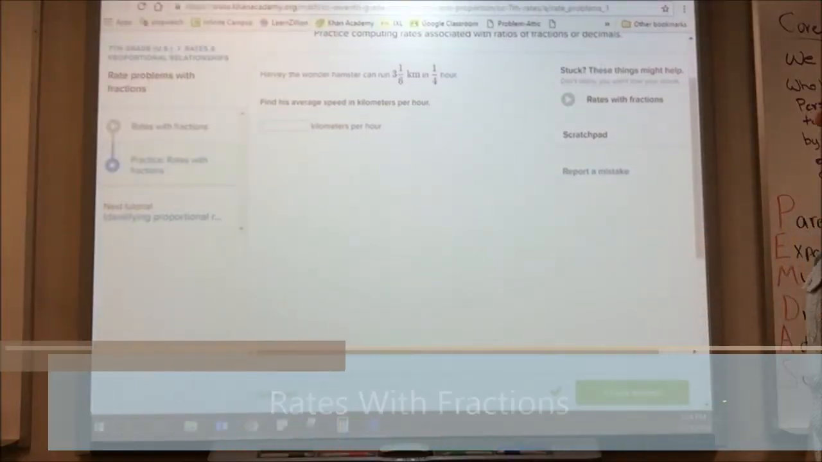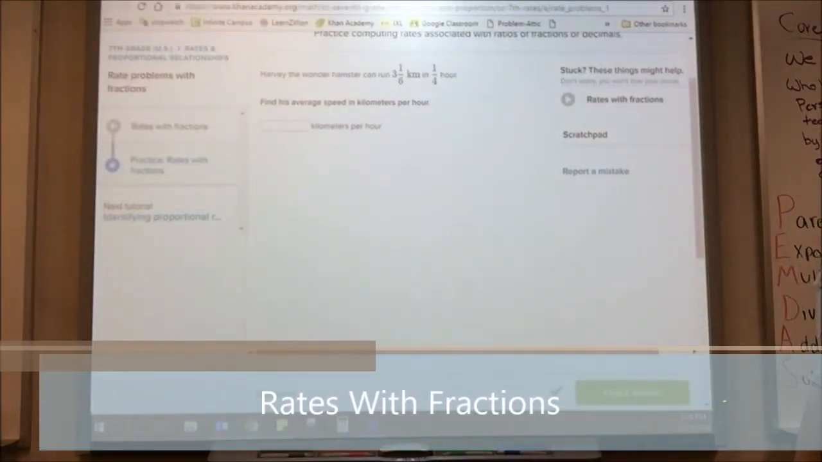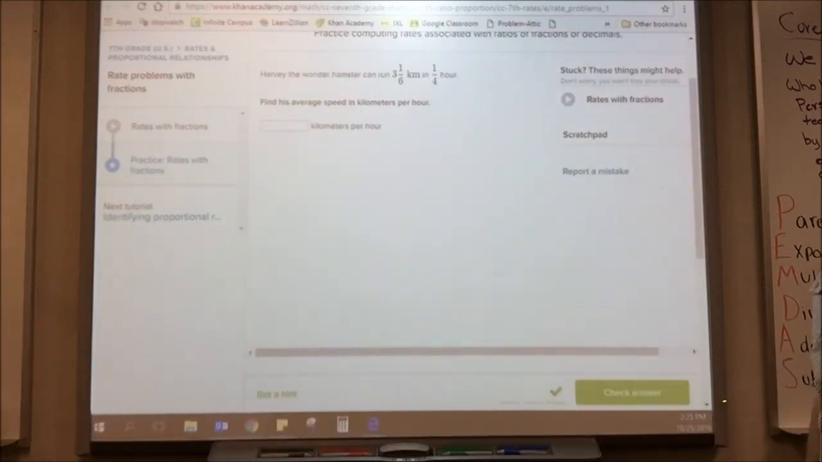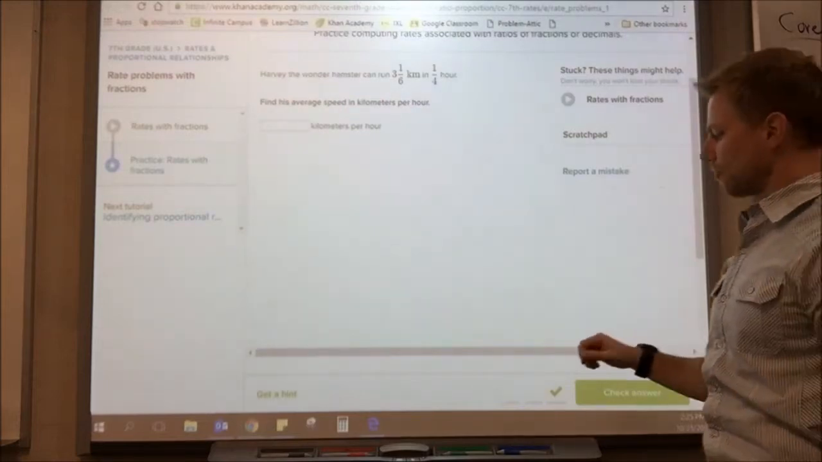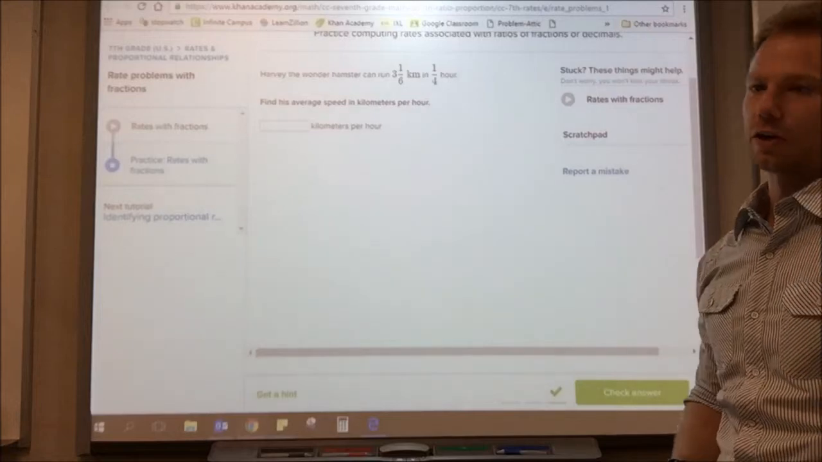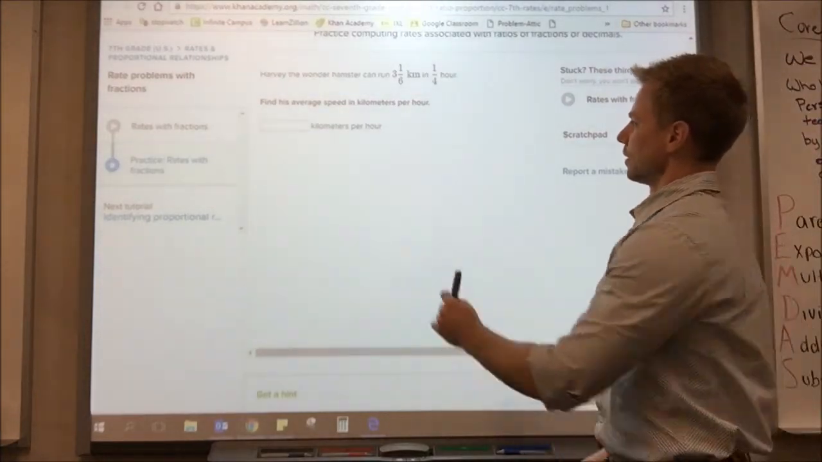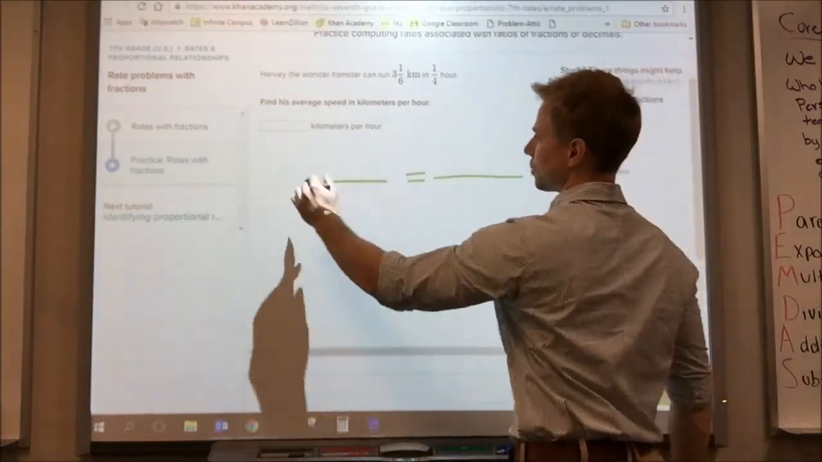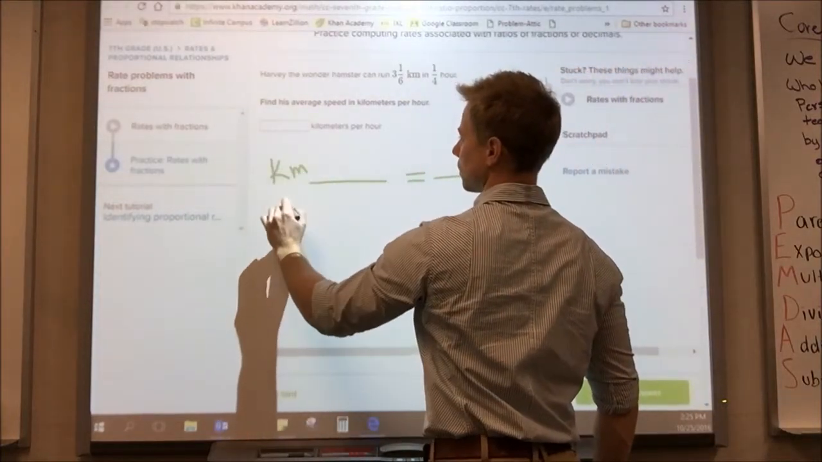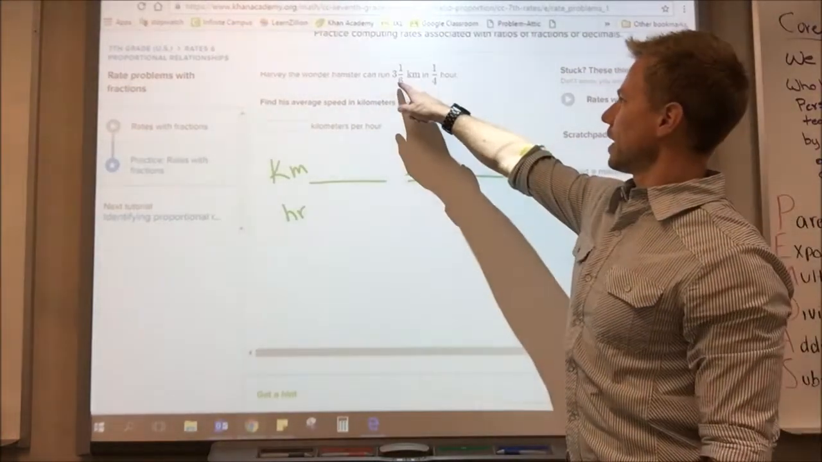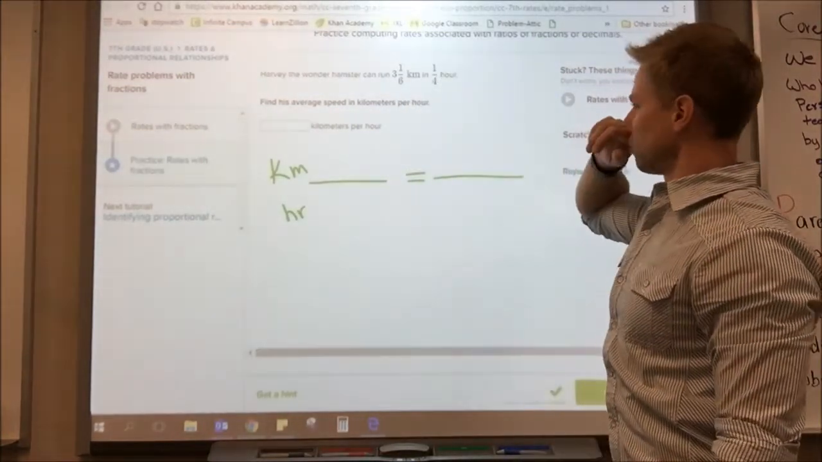All right, Harvey, the Wonder Hamster, can run 3.5 kilometers in 1/4 of an hour. Find his average speed in kilometers per hour. Okay, so we want to know how many kilometers does he go in 1 hour. Okay, so we set up our proportion. We have kilometers and hours. Okay, and it says he goes 3.5 kilometers in 1/4 of an hour.